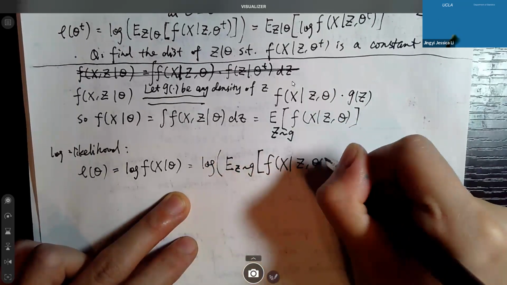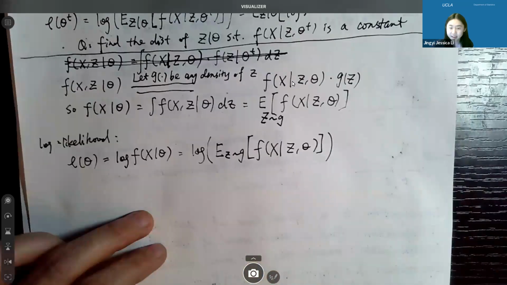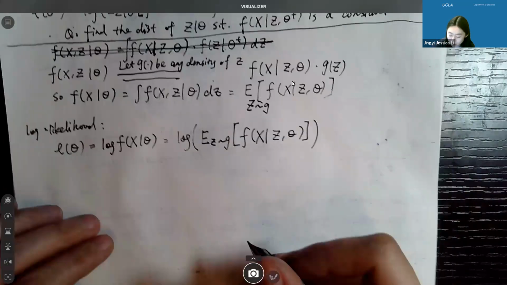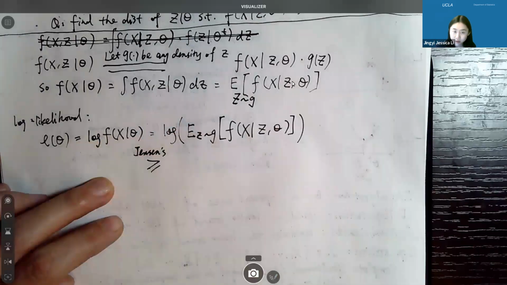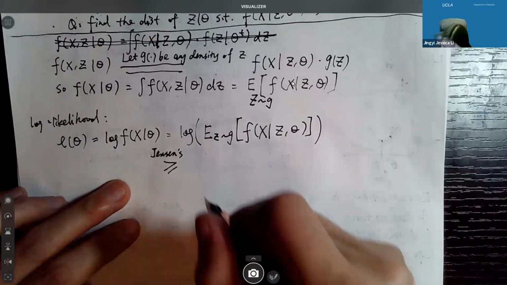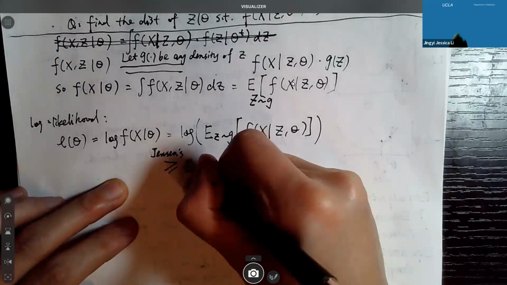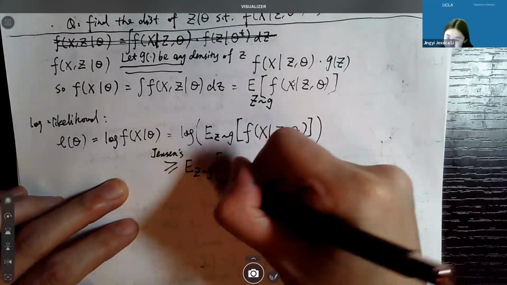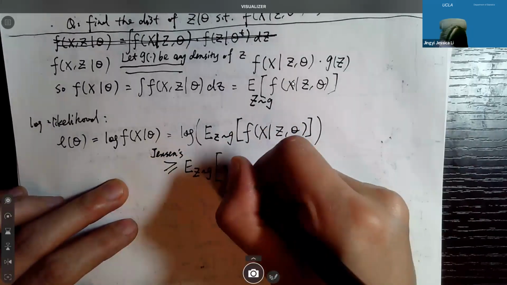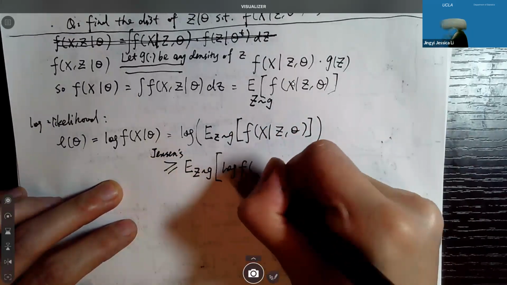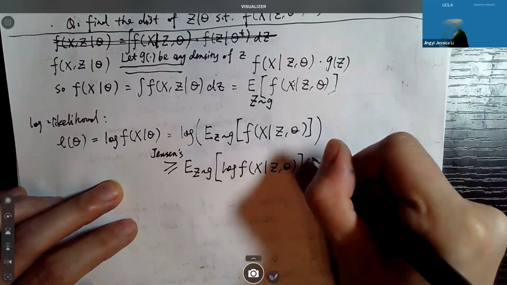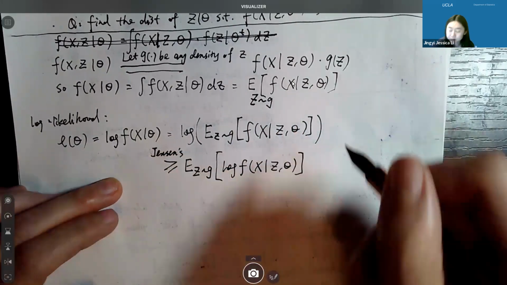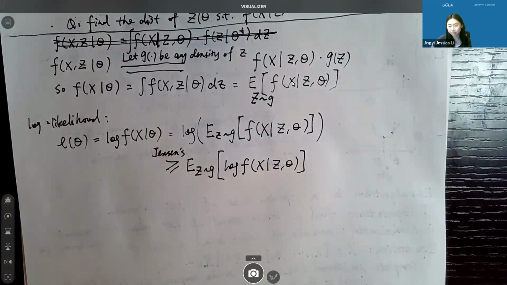f(x, z | theta). And then by Jensen's inequality, we will get a lower bound of it. And the lower bound is still the expectation of z following g. Inside the expectation, I have log. Okay, that's it. This is what we have. So this is so far where we get it.